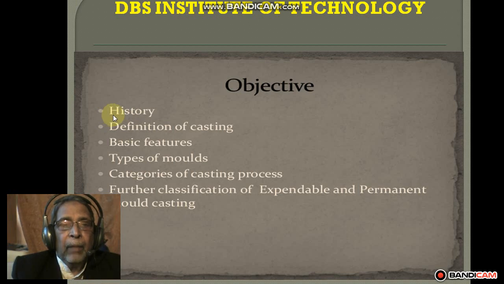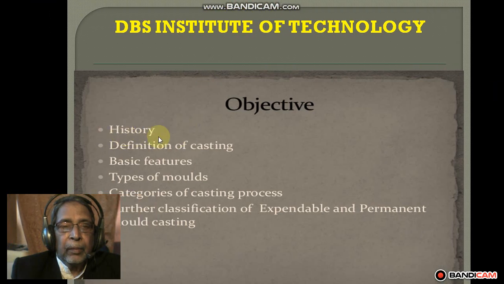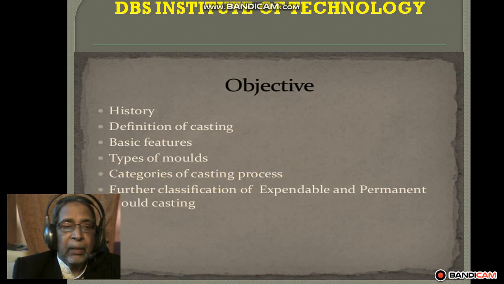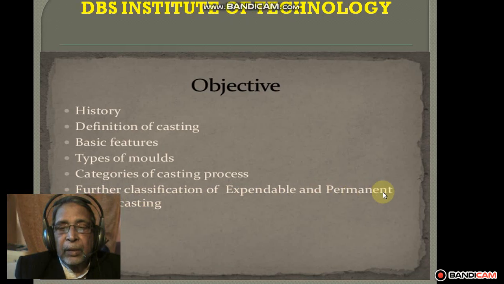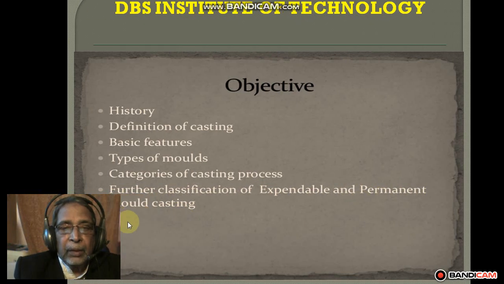Now we are going to discuss the history of castings, the definition of casting, basic features of castings, the types of different molds, the categories of casting processes, and further classification of expendable and permanent mold casting.